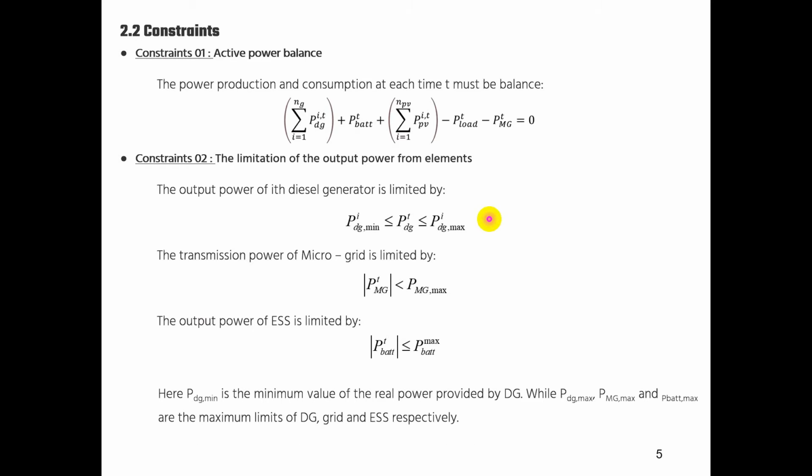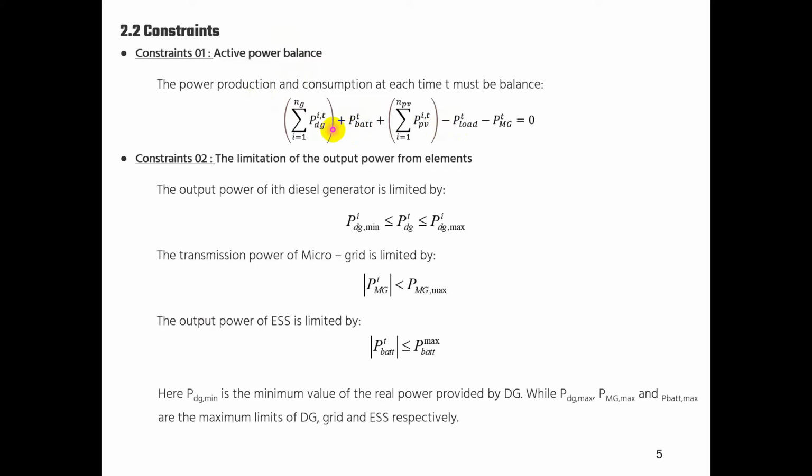Hello, professors. My name is Ngô Trường Quang, and I will continue my friend's part. In the first part, we talked about the introduction of our problem, and now I will come to the second part, the constraints of our problem. In our project, we divide the problem into four constraints. The first constraint is the active power balance, where the power production and consumption at each time t must be balanced by this equation.